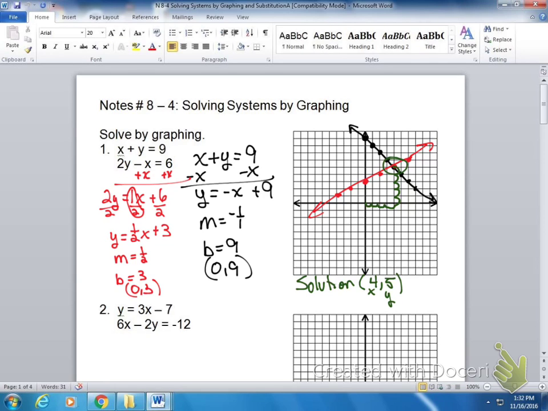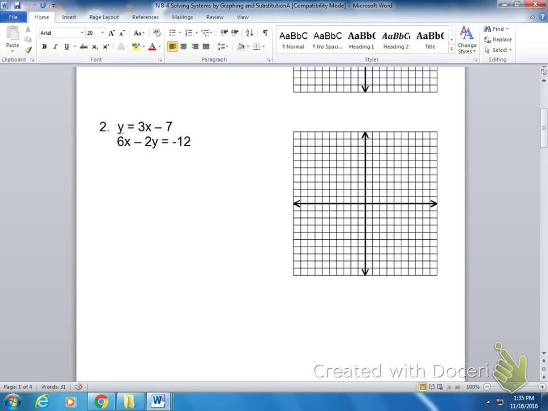Let's do one more. I have y equals 3x minus 7 and 6x minus 2y equals negative 12. Guys, on the quiz yesterday, there was one that was already solved for y, and people tried to do stuff to it and messed it up. This is y equals, we're done. The slope is 3. The b is negative 7, so the point (0, -7).